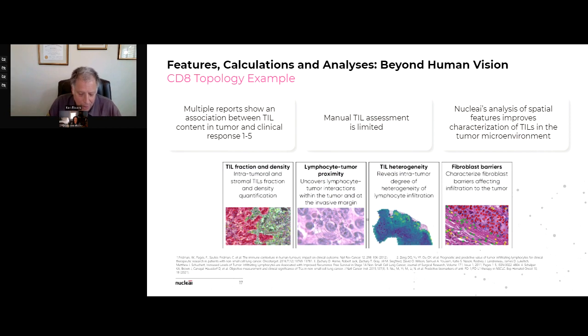Most importantly, the pipeline enables us to calculate and visualize features that are beyond the scope of our human vision. For example, in immunotherapy, multiple reports have shown an association between tumor-infiltrating lymphocytes and clinical response. Manual assessment of tumor-infiltrating lymphocytes is limited, but with our pipeline, the analysis of spatial features improves the characterization of tumor-infiltrating lymphocytes in the tumor microenvironment by assessing features like tumor-infiltrating lymphocyte fractions and densities, their heterogeneity, and proximity to tumor cells, as well as other features like fibroblast barriers.